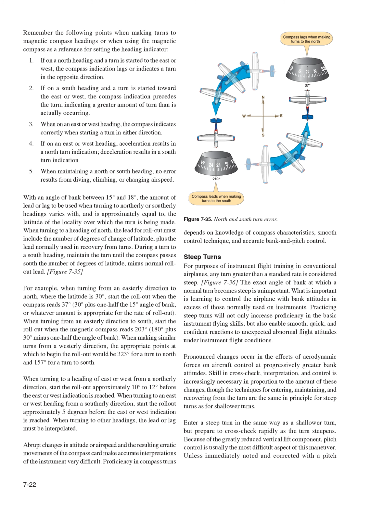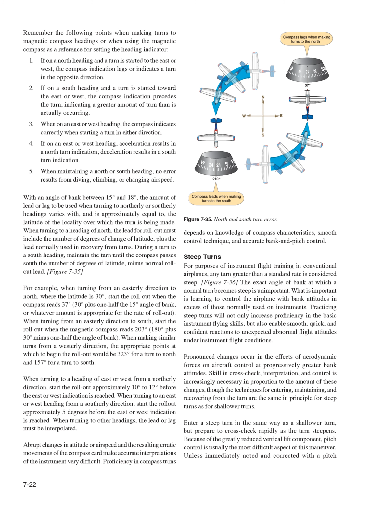Figure 7-35, for example, when turning from an easterly direction to north, where the latitude is 30 degrees, start the rollout when the compass reads 37 degrees, 30 degrees plus 1/2 the 15 degrees angle of bank, or whatever amount is appropriate for the rate of rollout. When turning from an easterly direction to south, start the rollout when the magnetic compass reads 203 degrees, 180 degrees plus 30 degrees minus 1/2 the angle of bank. When making similar turns from a westerly direction, the appropriate points at which to begin the rollout would be 323 degrees for a turn to north and 157 degrees for a turn to south.